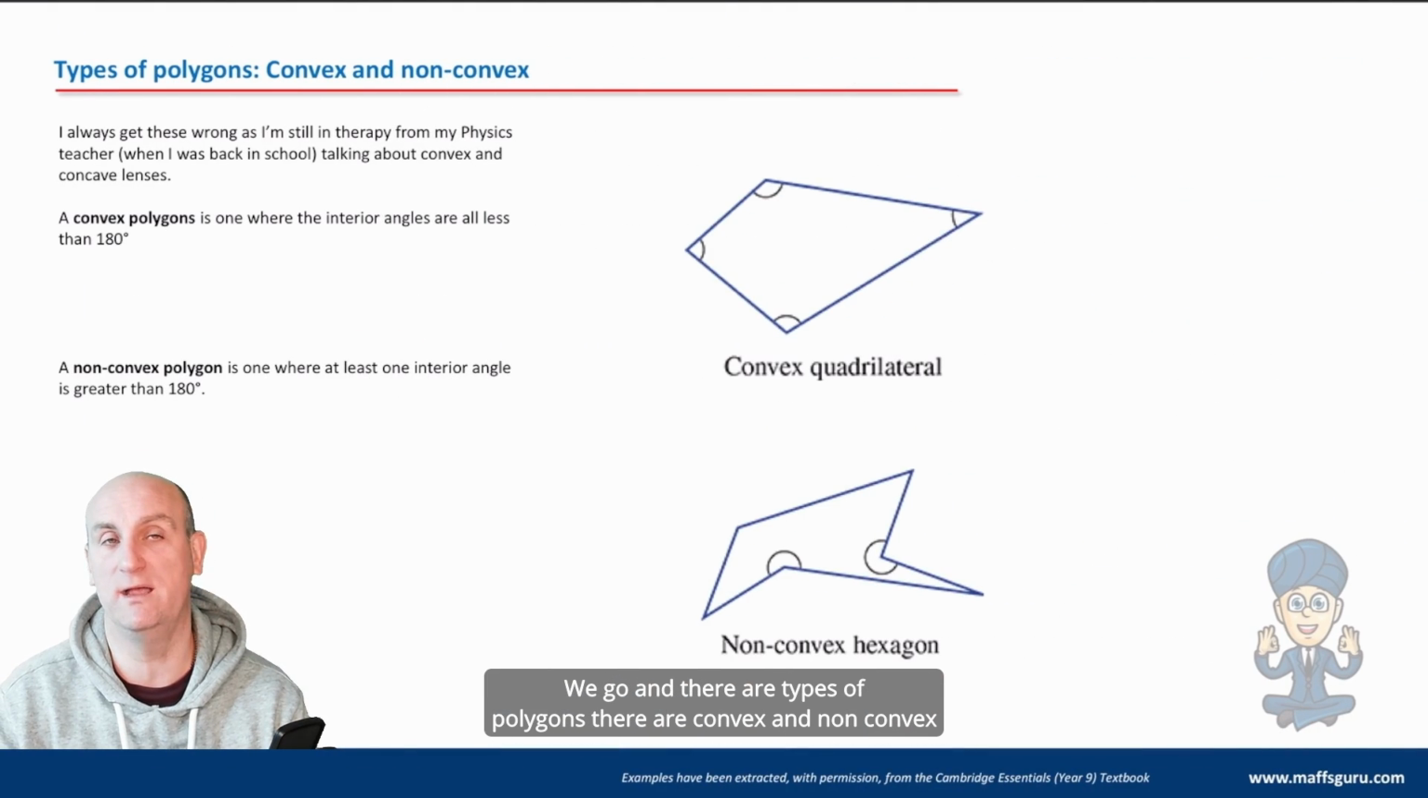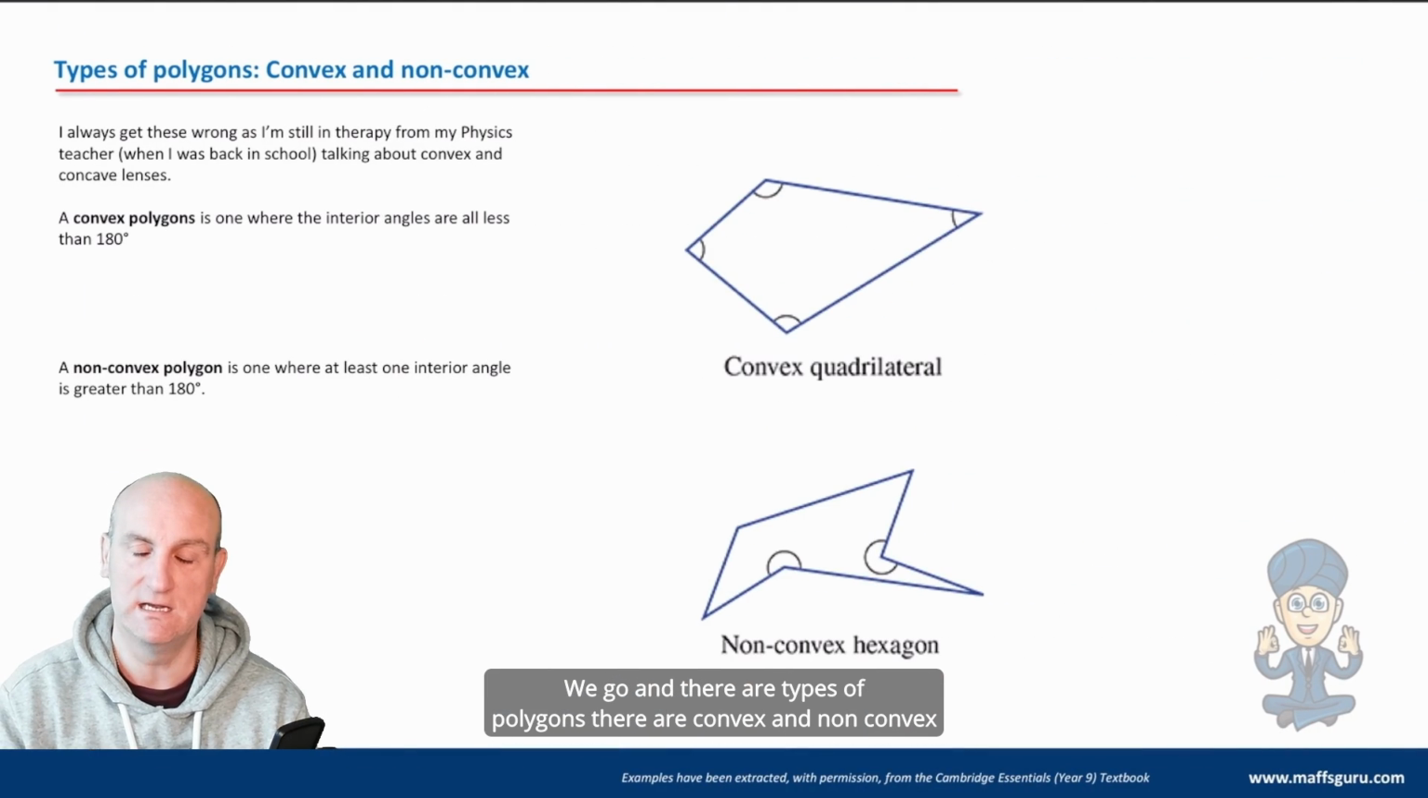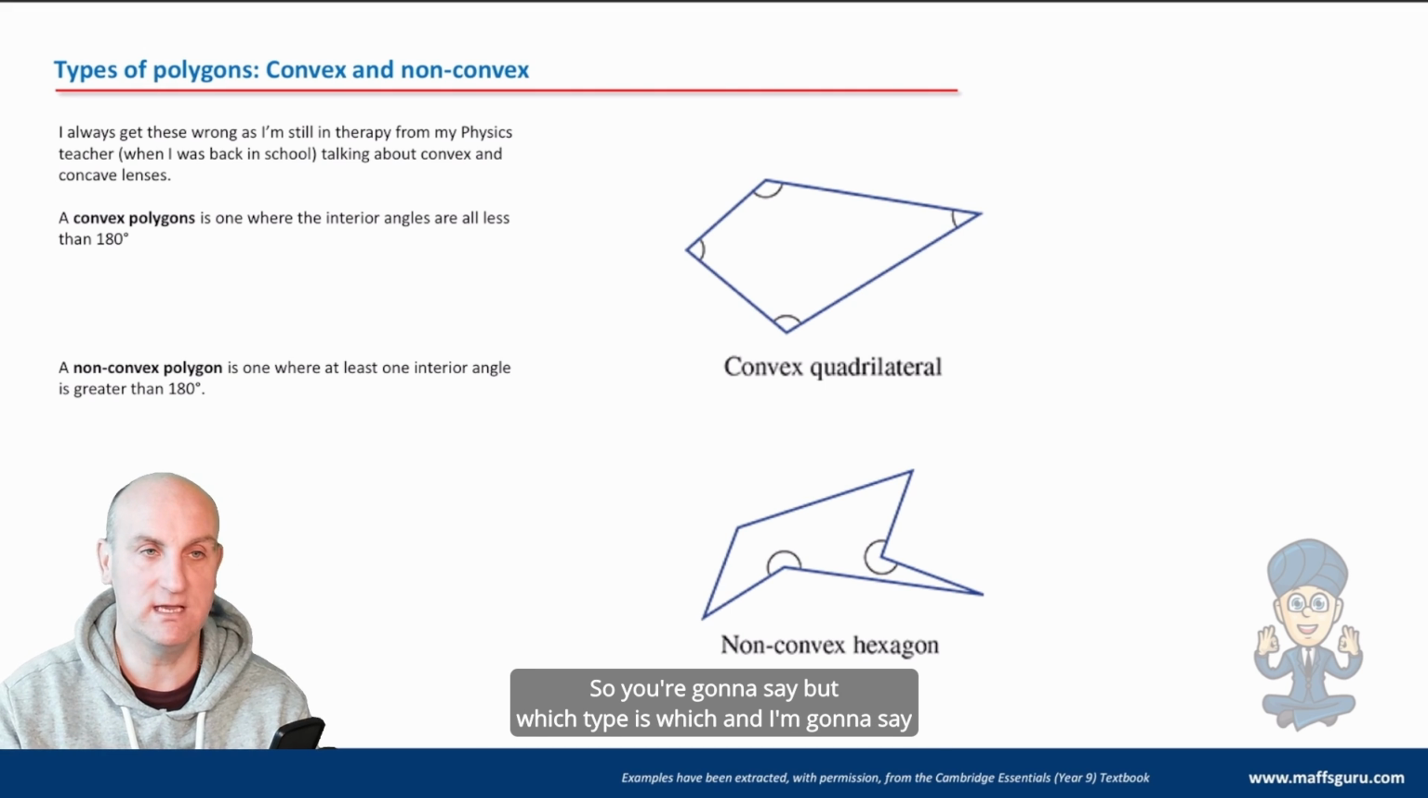So here we go, and there are types of polygons. There are convex and non-convex. So you're going to say, but which type is which?